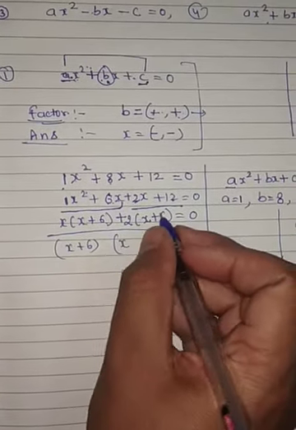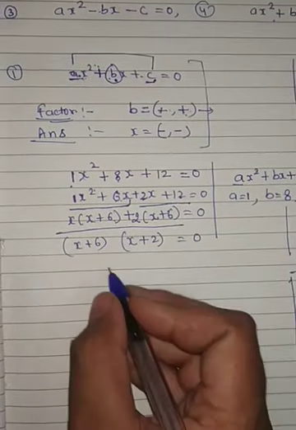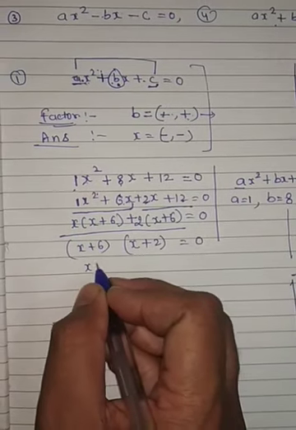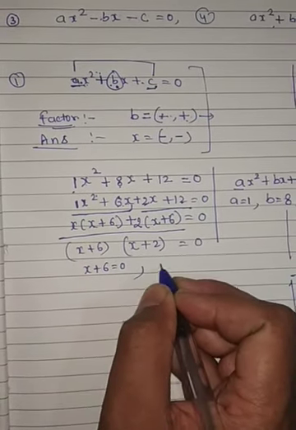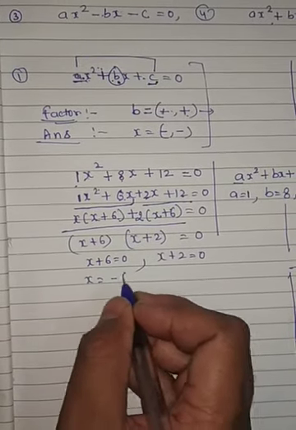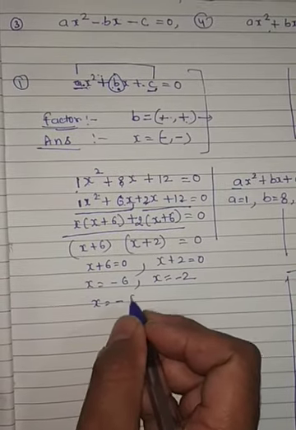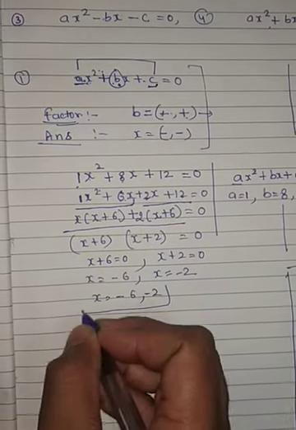इधर x बचेगा. अगर यहाँ से मैं x plus 6 कॉमन ले लेता हूँ तो यहाँ मेरा x plus 2 बचेगा इक्वल टू 0. तो फर्स्ट व्हाट विल आई डू? तो फर्स्ट x plus 6 equal to 0 and x plus 2 equal to 0. Then I can write x equal to -6 and x equal to -2. Then I can say -6 and -2, both factors of this given equation.